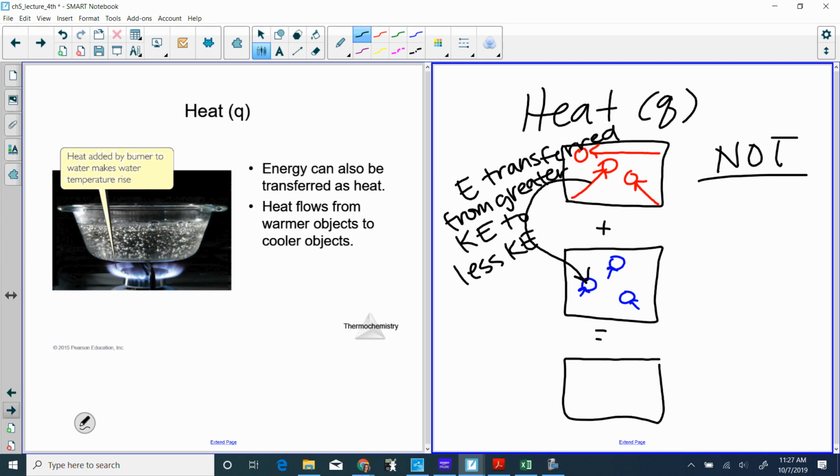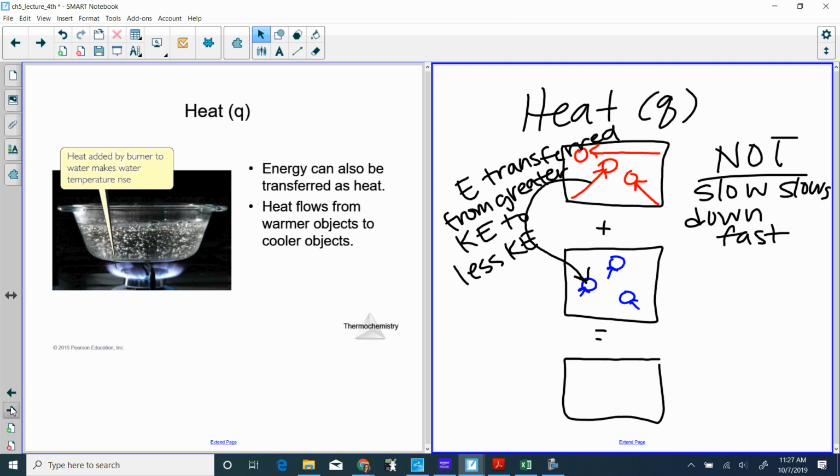Not slows down fast. It's just like biology, like osmosis, areas of high concentration and low concentration. For any seventh grade, yeah. Osmosis shows.